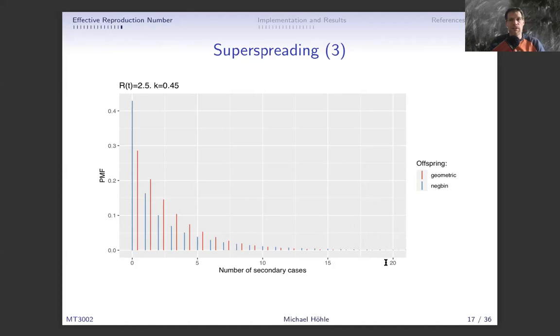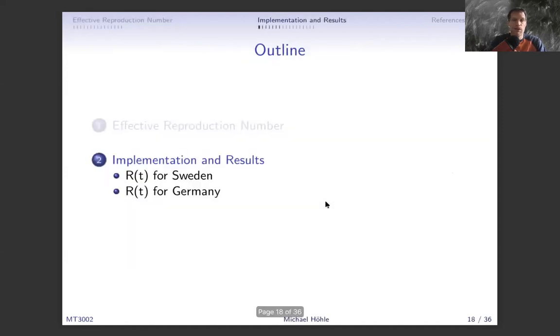So this is the idea behind this: the mean is not necessarily the only quantity which is relevant for the offspring distribution, which was the effective reproduction number. Maybe variability is too. And I think this is good for you to know.